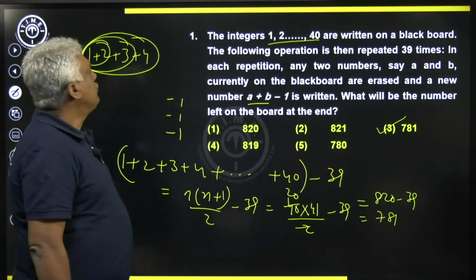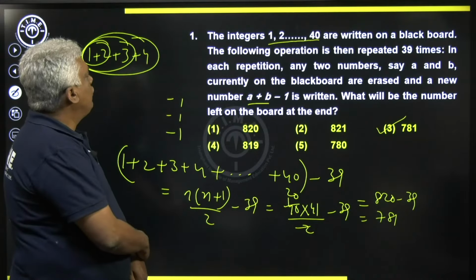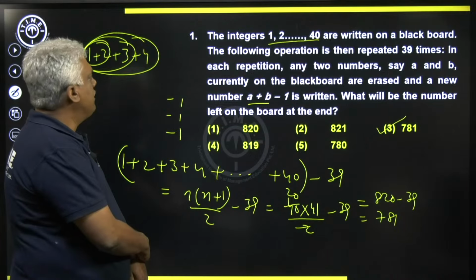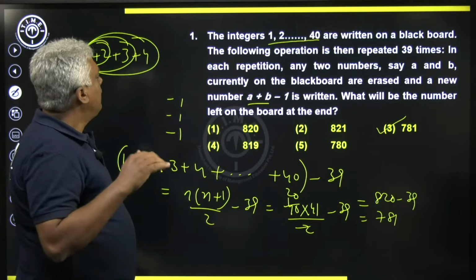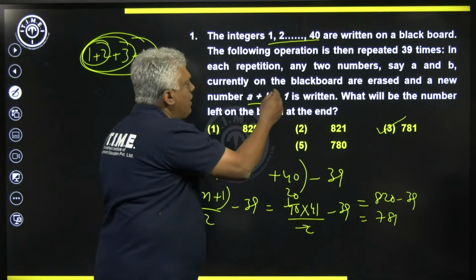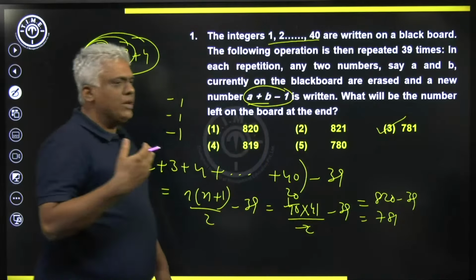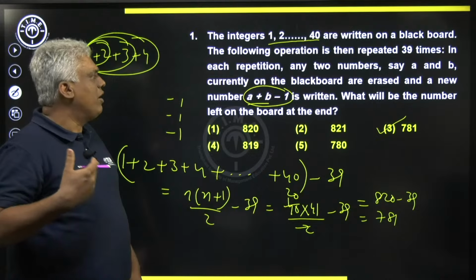See here, in the first one, the numbers 1 to 40 were written, and the following operation is repeated 39 times. In each repetition, any two numbers out of 1 to 40 are added, and then 1 is subtracted, and the result is written on the board. This operation is done 39 times, so after 39 times there will be only one number left.